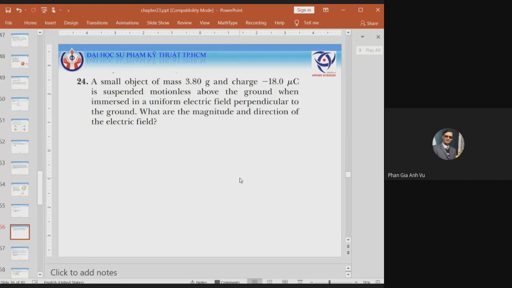A small object of mass 3.8 gram and charge of minus 18 microcoulomb is suspended, motionless, above the ground when immersed in a uniform electric field perpendicular to the ground. What are the magnitude and direction of the electric field? Are there any words that you don't understand? Suspended, maybe, right? Suspended, levitate, lơ lửng. Motionless, easy, right?